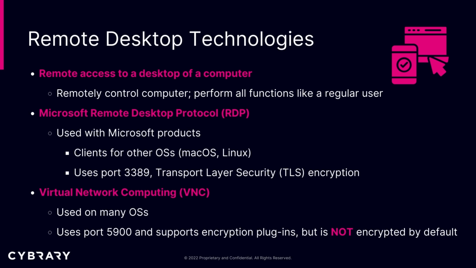RDP uses Transport Layer Security, TLS encryption, by default, and it also provides 128-bit encryption. Microsoft allows one remote connection user or a local connection on a desktop at a time via RDP, but not both at the same time. Other operating systems have clients for a connection to a Windows computer, macOS and Linux.